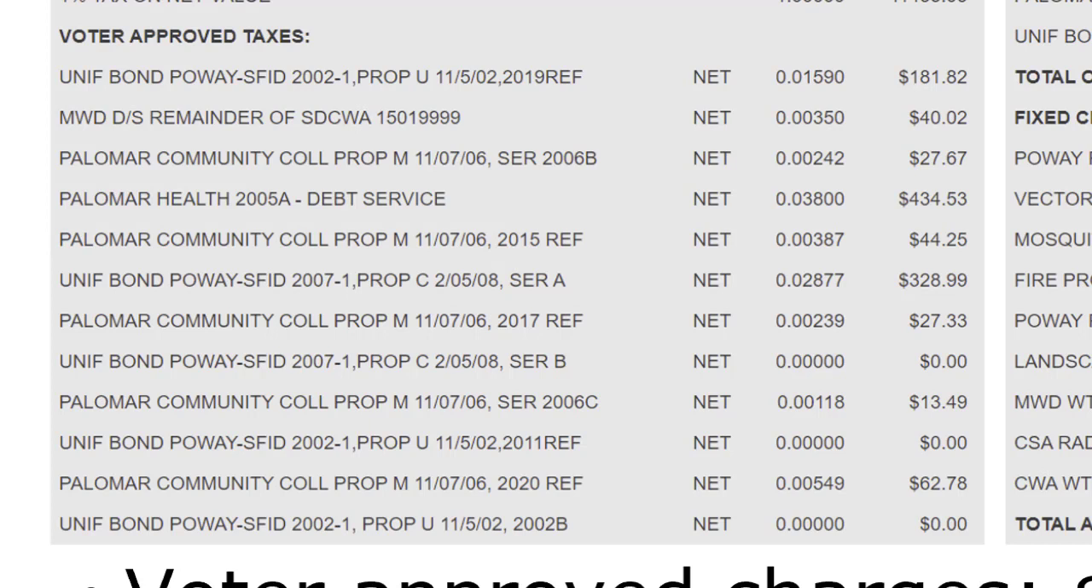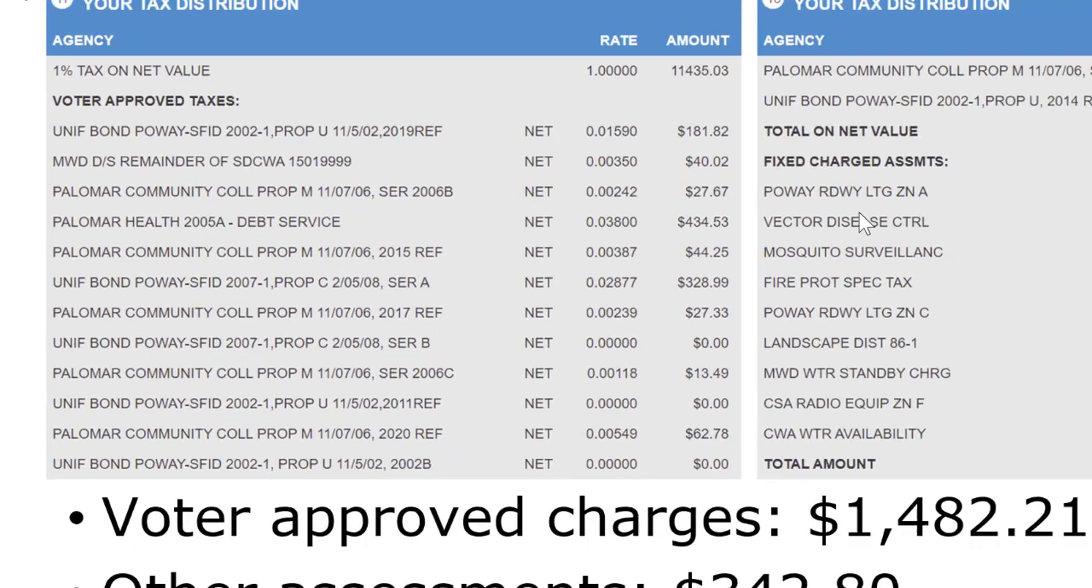And by the way, you can look up anyone's property tax bill if you just go to the San Diego County Assessor's website and put in an address, any address. The property taxes are available to you. That's public information. In any event, you see on the left, these are things that got voted for. So the citizenry said, yeah, I'm willing to pay $328.99 for Proposition C for a bond for Poway Unified School District.